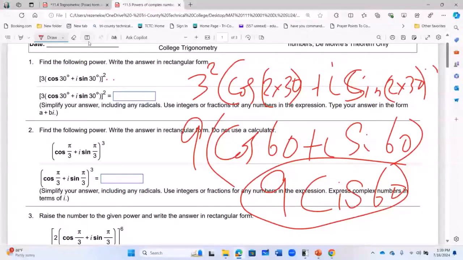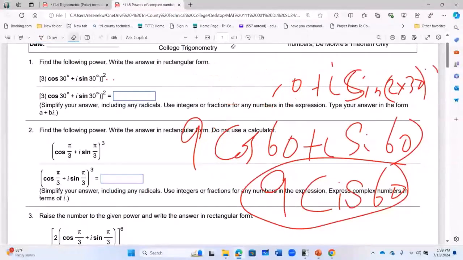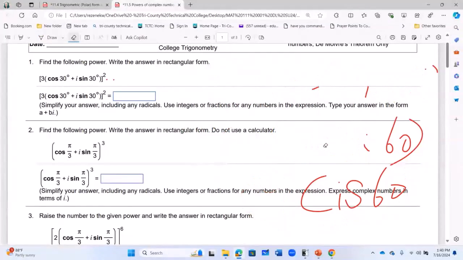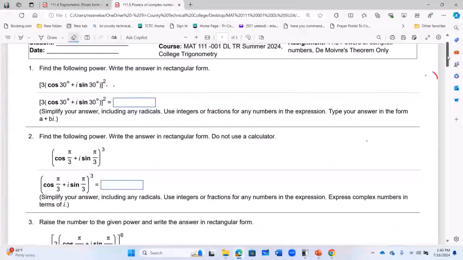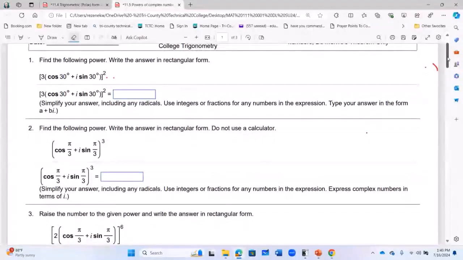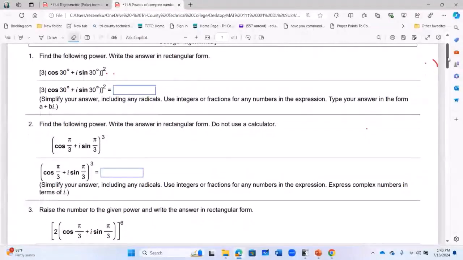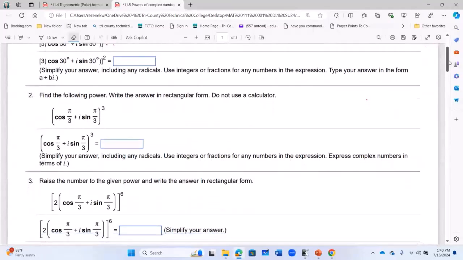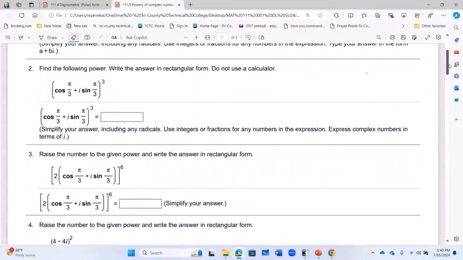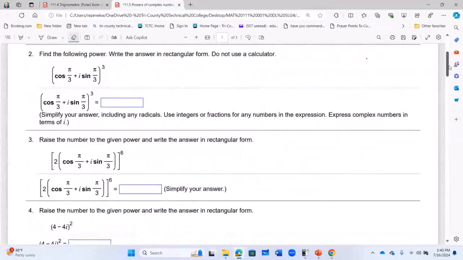Following powers, we don't have to get to cycles of i. We just need to make sure we know how to convert from rectangular to standard form, which is polar form. When you say polar form in this section, it means we are talking about trigonometric form. So we can do number 2, even though it's in radians, the same thing goes.